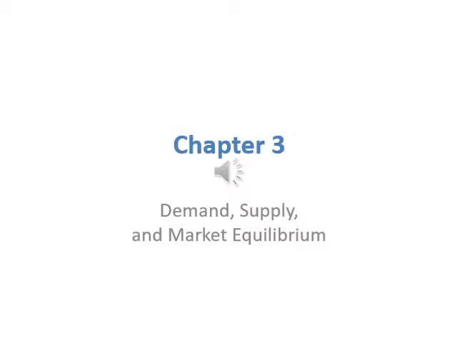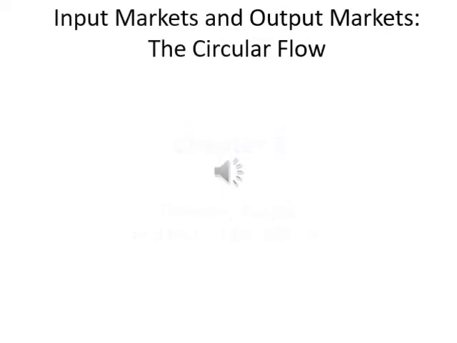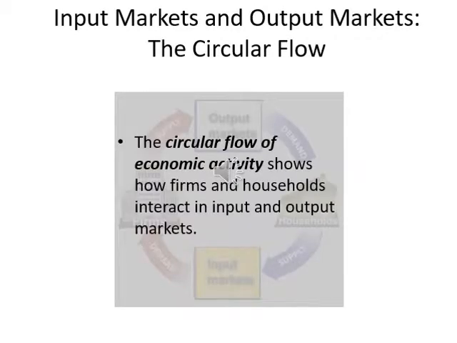Today we discuss Chapter 3, which deals with demand, supply, and market equilibrium. In order to analyze input markets and output markets, we use the circular flow. The circular flow of economic activity shows how firms and households interact in input and output markets.